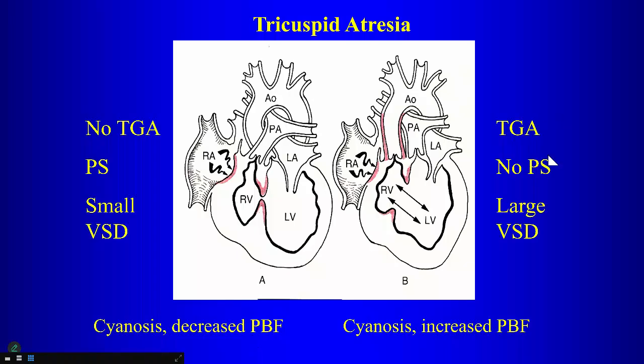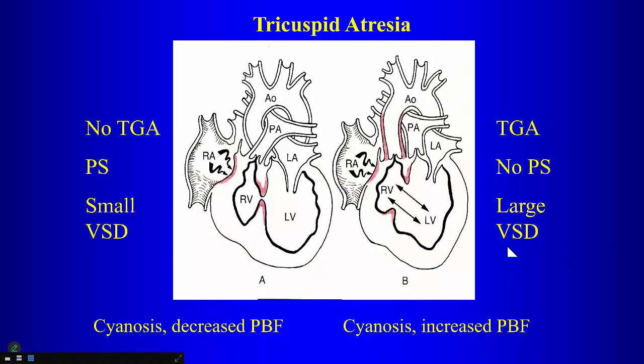With transposition, there tends not to be pulmonic stenosis. And if there is transposition, notice that the left ventricle is connected to the pulmonary artery. No pulmonic stenosis. That means there's a large amount of pulmonary blood flow, large VSD, cyanosis with increased blood flow. So transposition, cyanosis with increased blood flow. No transposition, cyanosis with decreased blood flow.